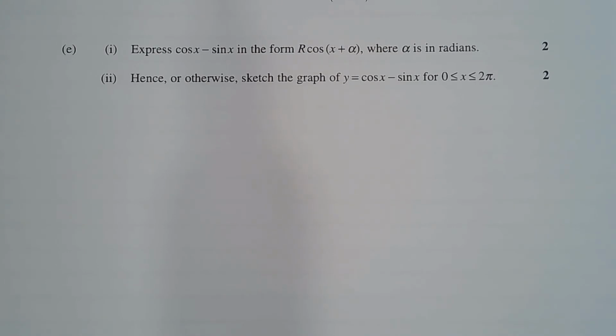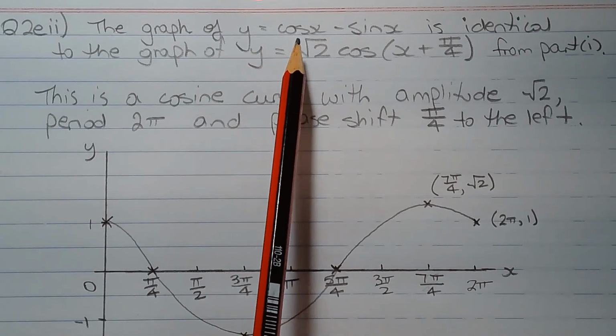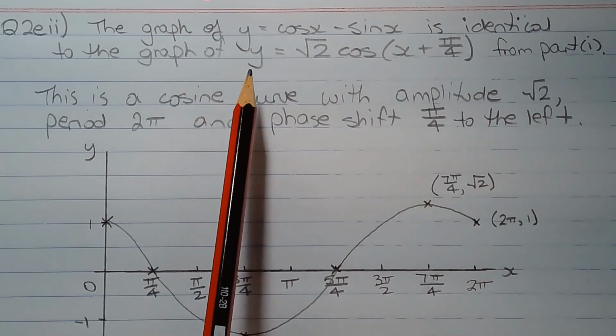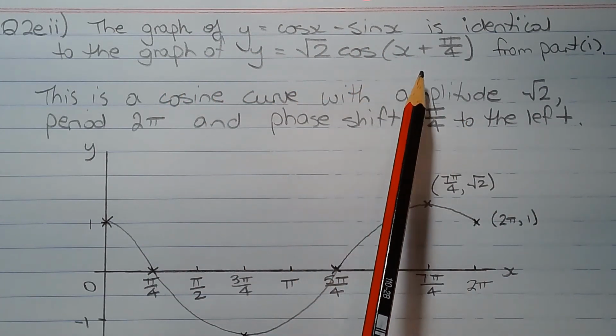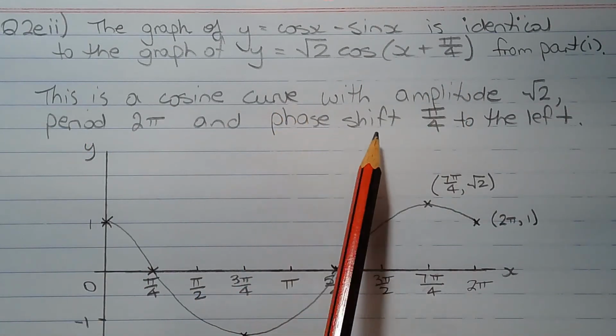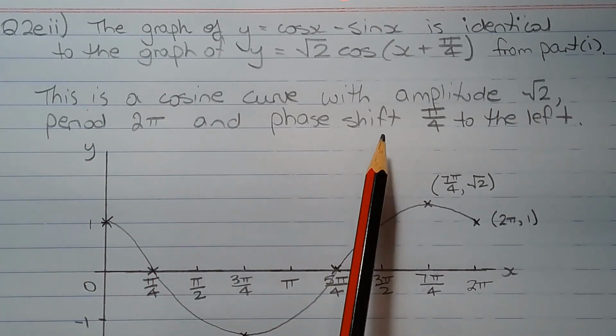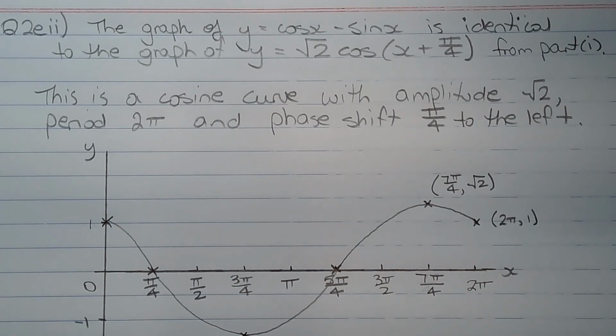Part 2. Hence, or otherwise, sketch the graph of y equals cos x minus sin x for x greater than or equal to 0 and less than or equal to 2 pi. The graph of y equals cos x minus sin x is identical to the graph of y equals square root of 2 cos of (x plus pi over 4). And this is from part 1. Now this is a cosine curve with an amplitude square root of 2, period 2 pi, and a phase shift pi over 4 to the left.